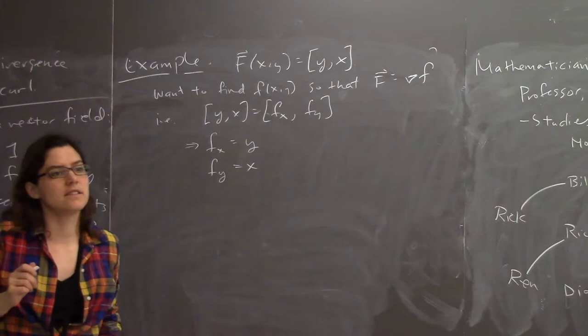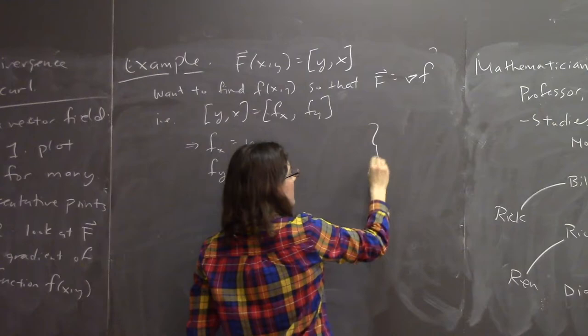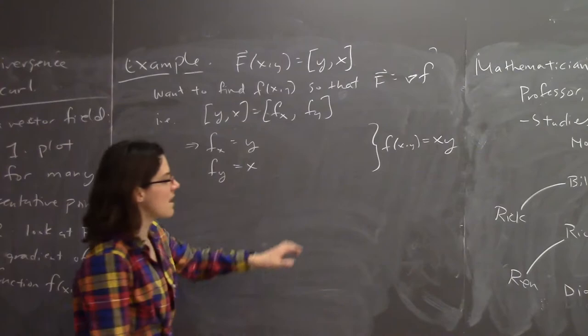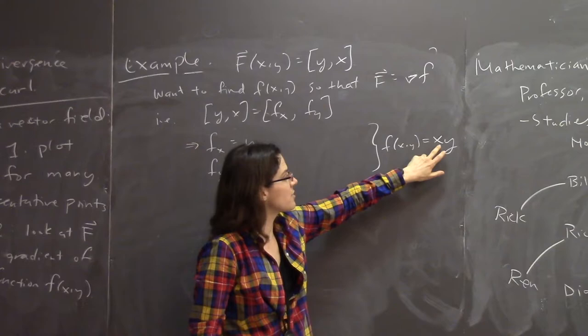Yeah. f of x, y equals xy. So it's written on the sheet, but also you could just perhaps think of it. Once we have a guess, we can check it. If your function was x times y, let's check it. Take the derivative with respect to x, and we get y. Take the derivative with respect to y, and we get x.